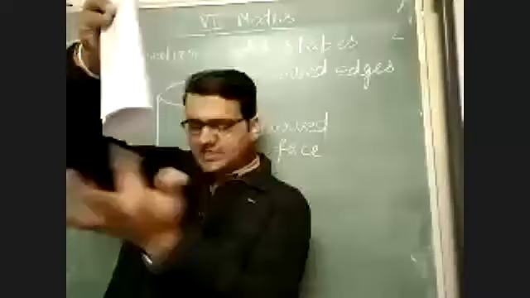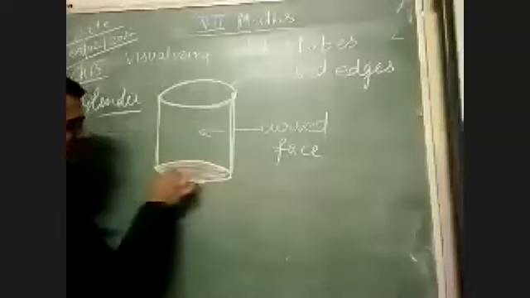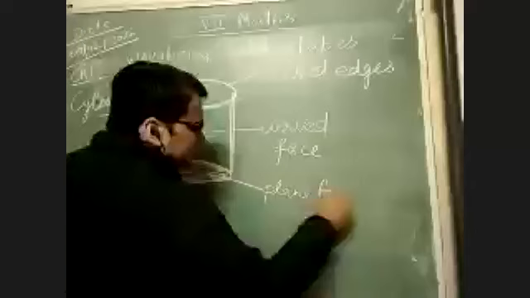And if this cylinder is put here, this downward face we will call a plane face. This complete face is called a plane face. The edges are called curved edges, in this area. If we talk about this face, this is called your plane face. I hope you are getting this.